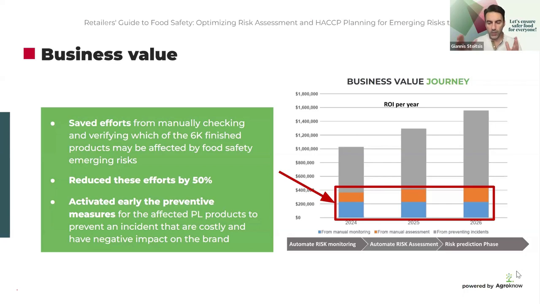So this is exactly what we are showing in a diagram that is doing this kind of analysis of the return of investment in a period of 3 years. And the part that we are highlighting here is this part of automating. It's the value that we can give, the savings that we can have by automating this manual work. This is the first use case.